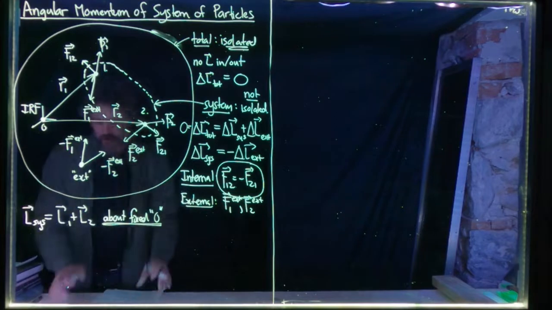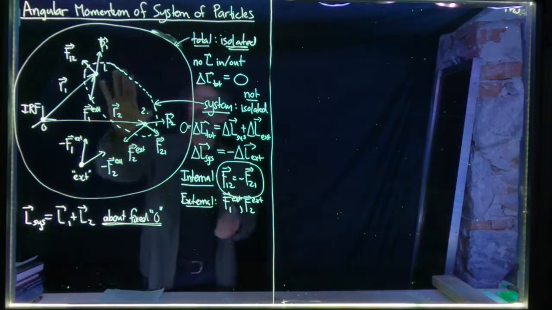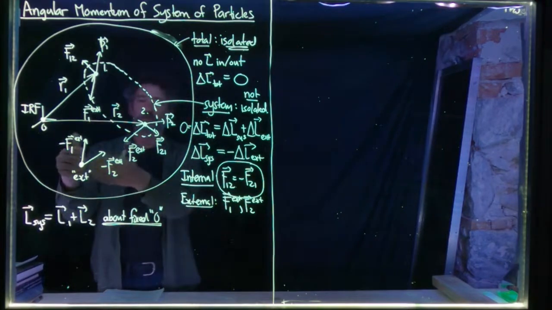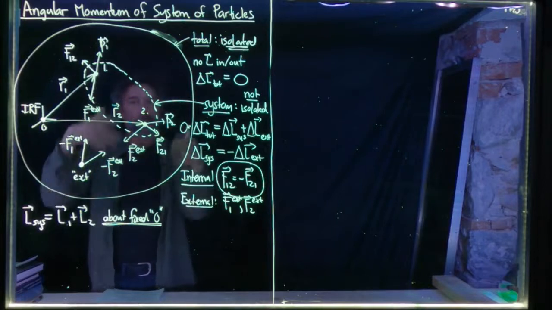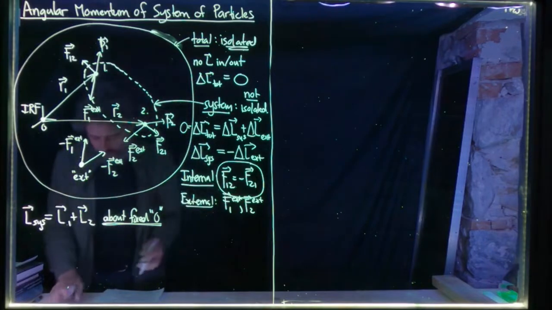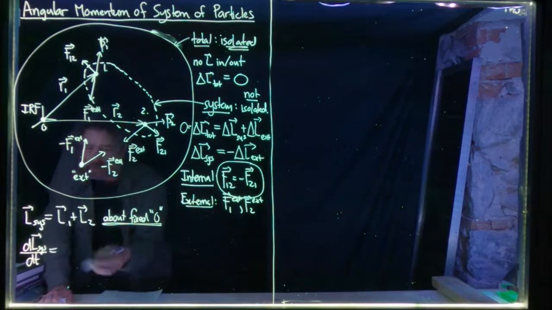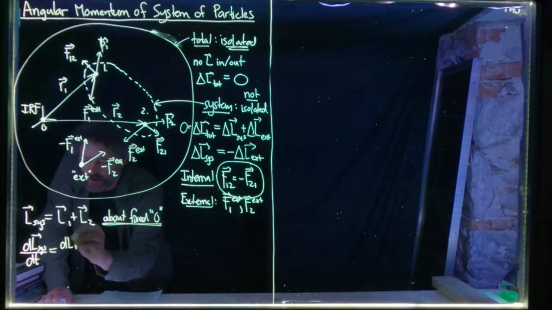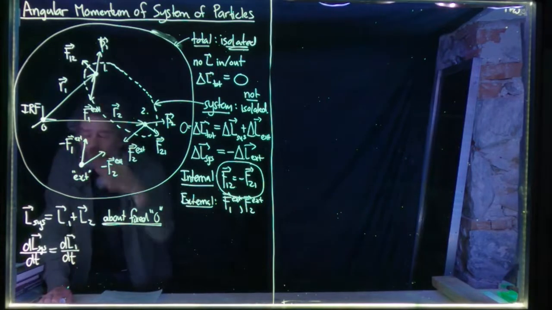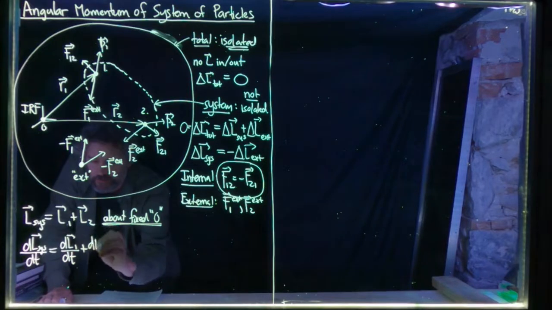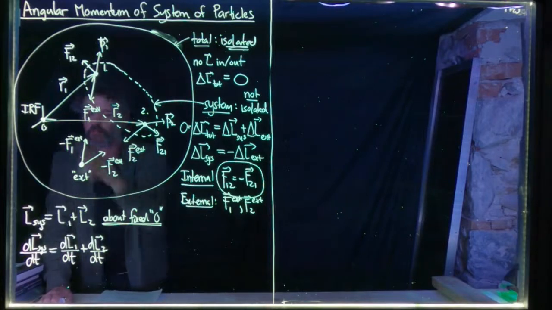And now that angular momentum of our system, because our system is not isolated, it's interacting with an external particle, could be changing. So let's work it out. What is the time rate of change of the angular momentum in our system of two particles? Well, it's just the time derivative of the angular momentum that particle number 1 has about the origin, plus the time derivative of the angular momentum that particle number 2 has about that origin point.